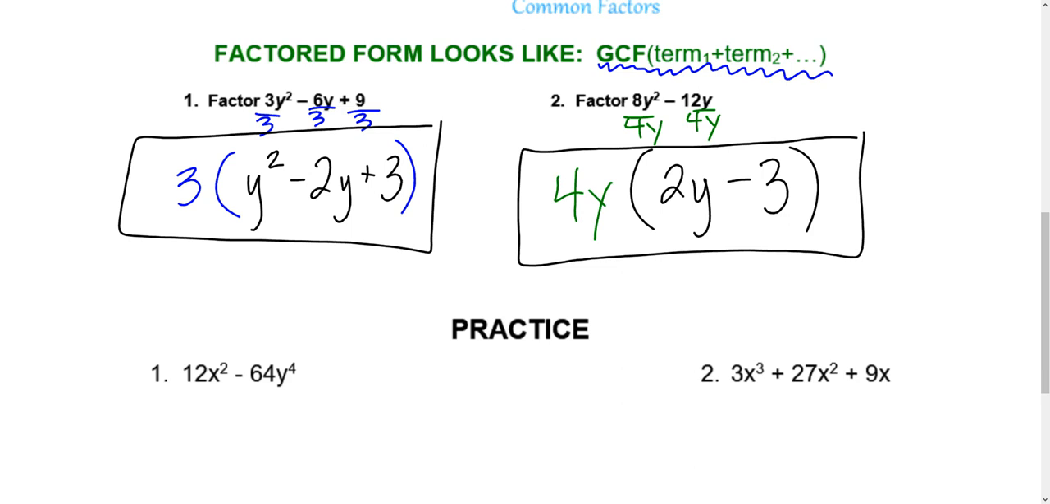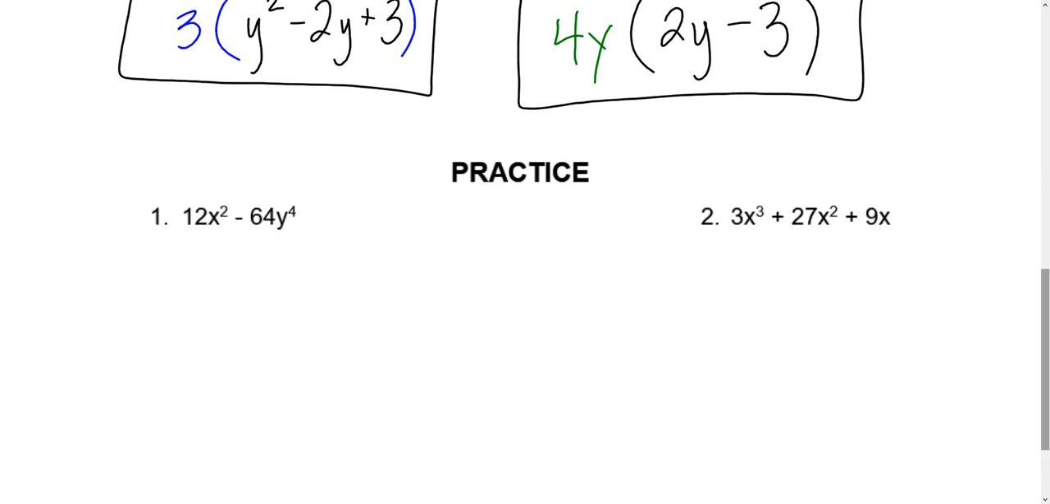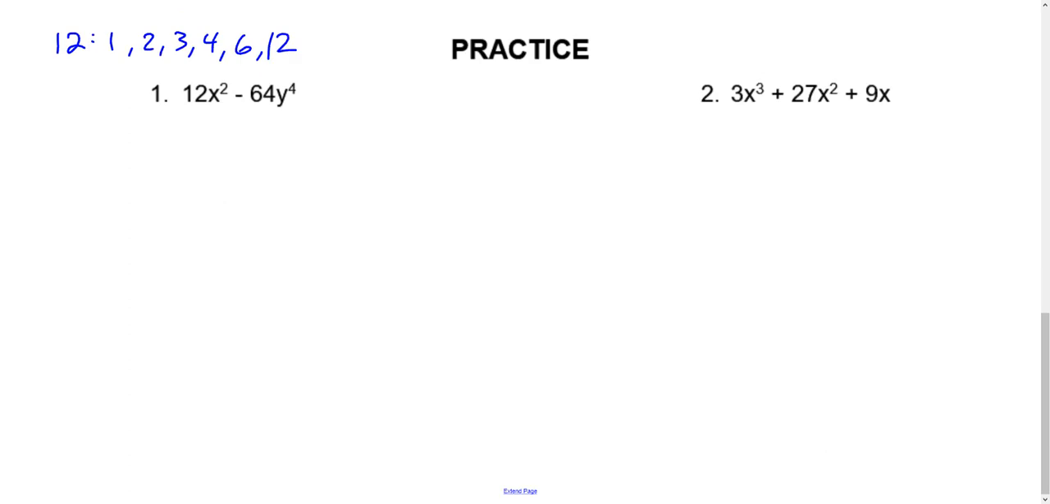So what I'd like you guys to do is give it a try now. There's a couple of practice problems. I'm going to give you about 2 to 3 minutes to find the GCF of each one. If you guys will look up in the front, I wrote some stuff down that should be happening in our head. And if you can't do this in your head, then write it down.